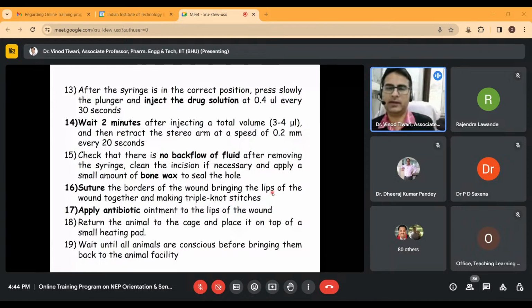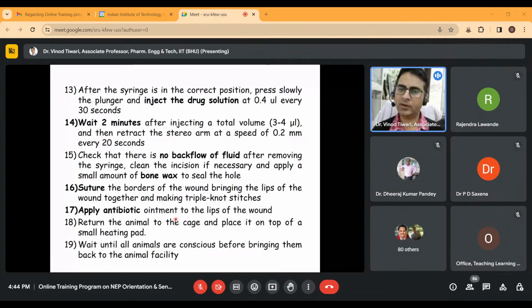Just as we stitch clothes using a needle and thread, in a similar manner, surgeons also do the same thing in patients. When they operate on the patient, they cut the muscles, skin, and then they suture it back. In the similar manner, you have to bring both the lips of the wound together and then tie it using the surgical suture, making a triple knot so that it doesn't open later on.